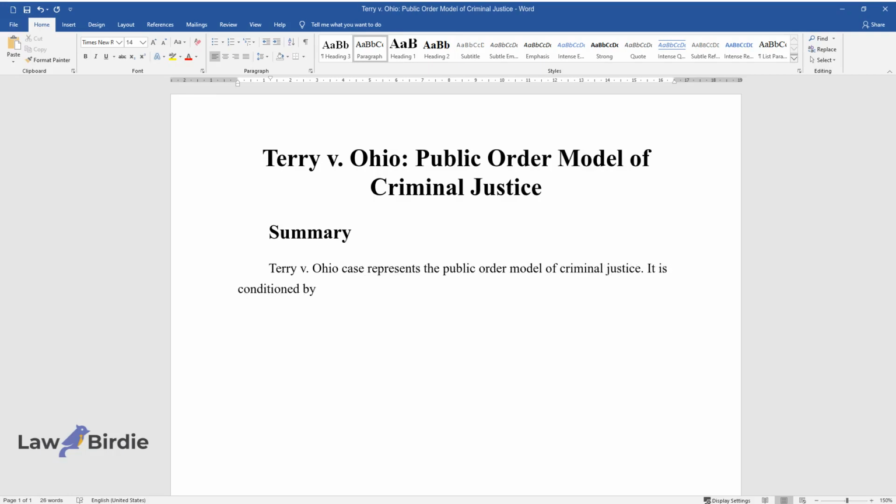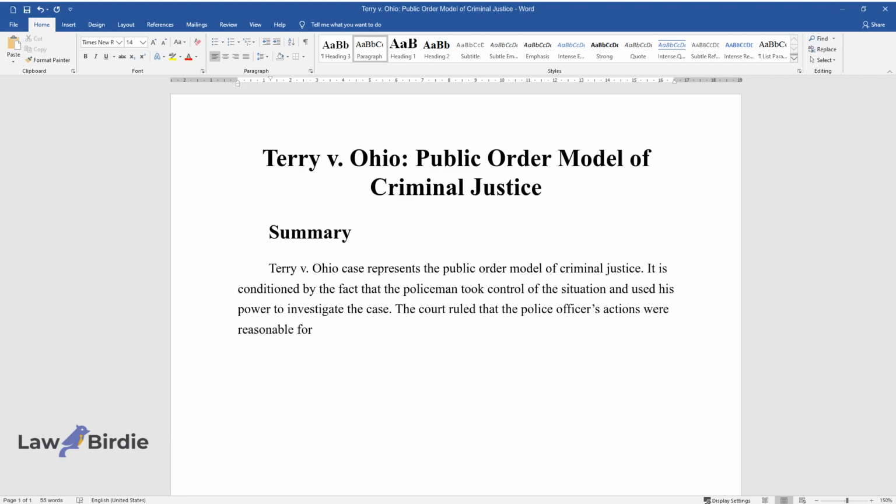It is conditioned by the fact that the policeman took control of the situation and used his power to investigate the case. The court ruled that the police officer's actions were reasonable for his protection. However, it is against the Constitution, and I find this decision incorrect.